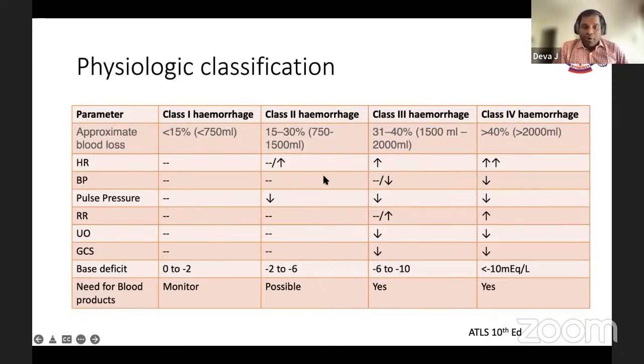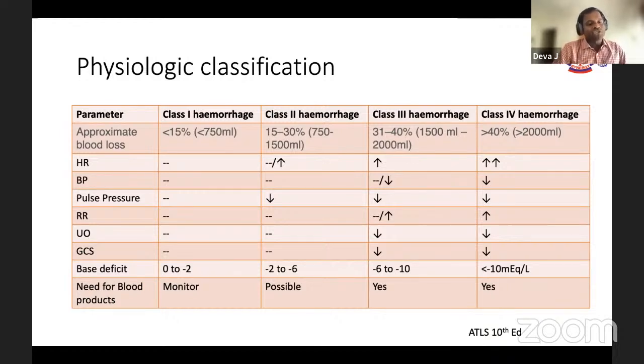So it is important to remember that you can still be in shock with a normal blood pressure, because the compensatory mechanisms kick in to maintain the mean arterial pressure to keep the organs perfused. So this is a common mistake I see people making, including consultants, not just trainees, saying, oh, he's not in shock, his blood pressure is normal. So never equate your shock to your blood pressure.